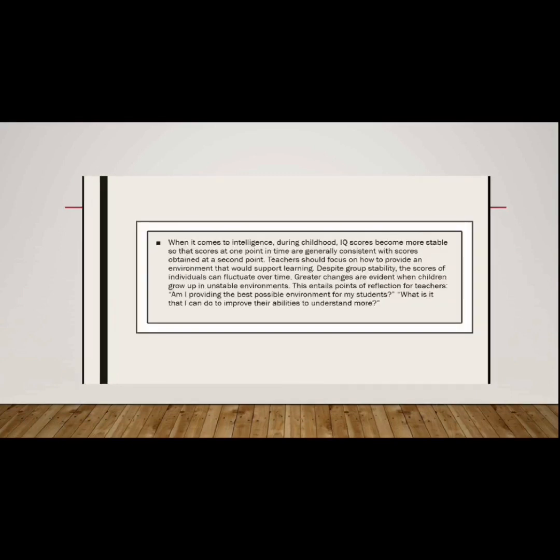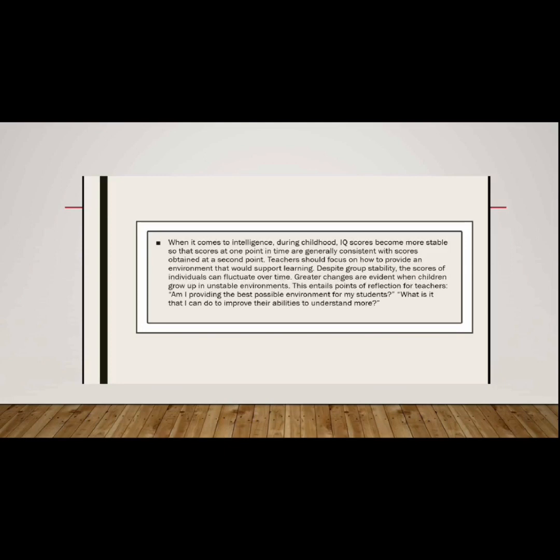When it comes to intelligence during childhood, IQ scores become more stable, so that scores at one point in time are generally consistent with the score obtained at a second point. Teachers should focus on how to provide an environment that would support learning. Despite group stability, the scores of individuals can fluctuate over time. Greater change is evidenced when children grow up in unstable environments.